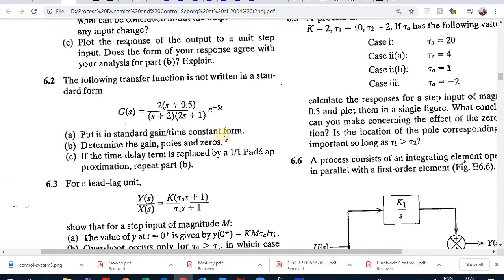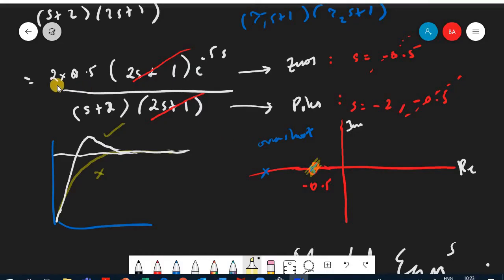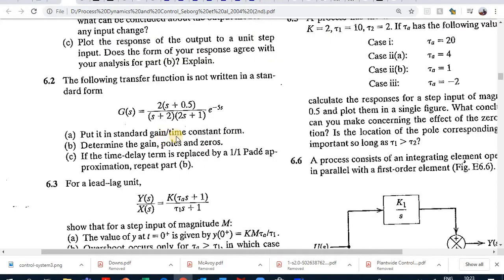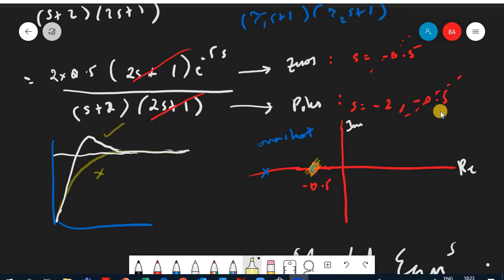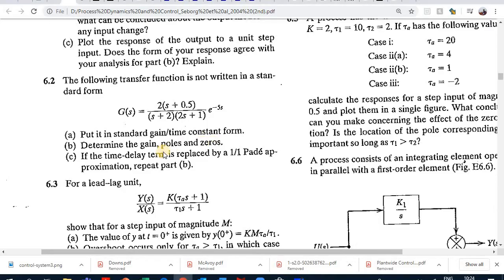So put in standard gain transfer constant form. I put this in standard form, the s plus 5 over 2s plus 1. Determine the gain. The gain is 2. Sorry, it's not 2. After we put it in standard form, it was different. It's 2 multiplied by 0.5, so gain is 1. And the time constants, we have 1 and 2. What about the poles and zeros? We already identified poles to be minus 2 and minus 0.5, and the zero as minus 0.5.